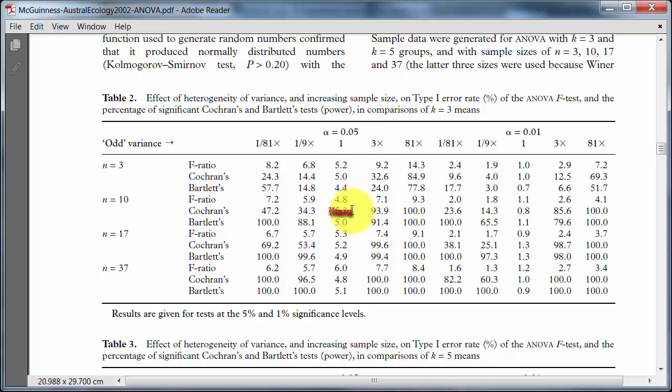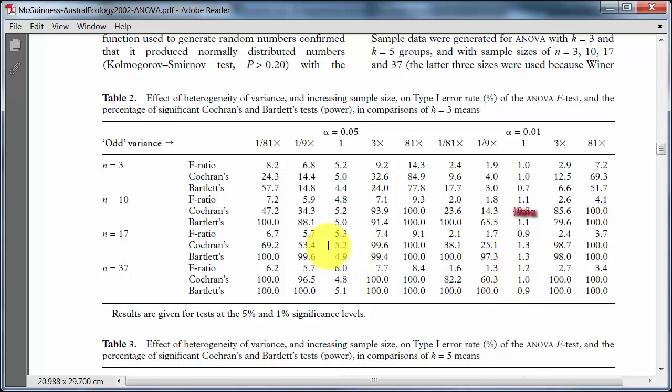And in this column here, you can see that's the case, varying from 4.8, 4.4 up to a bit over 5, occasionally 6. Over here in the 0.01, the value should all be around 1%. So the simulation is working as it is supposed to do.